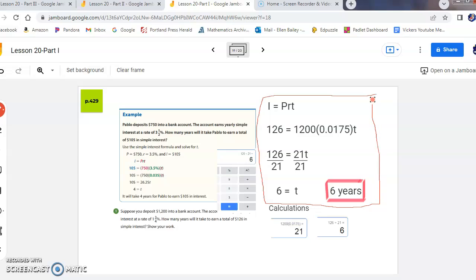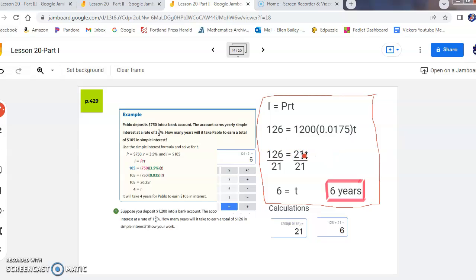You can see I've already got the answer of 6 years. I want you to write the formula, and then we're going to write in what we know. We know that the principal is 1,200. We know that the interest is 126. We know that the percentage is 1.75%. This is it as a decimal, and then we're going to solve for T.